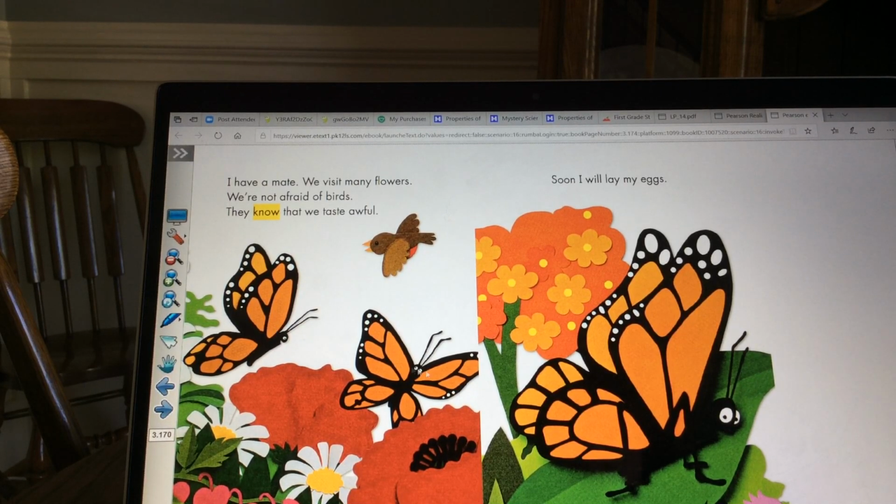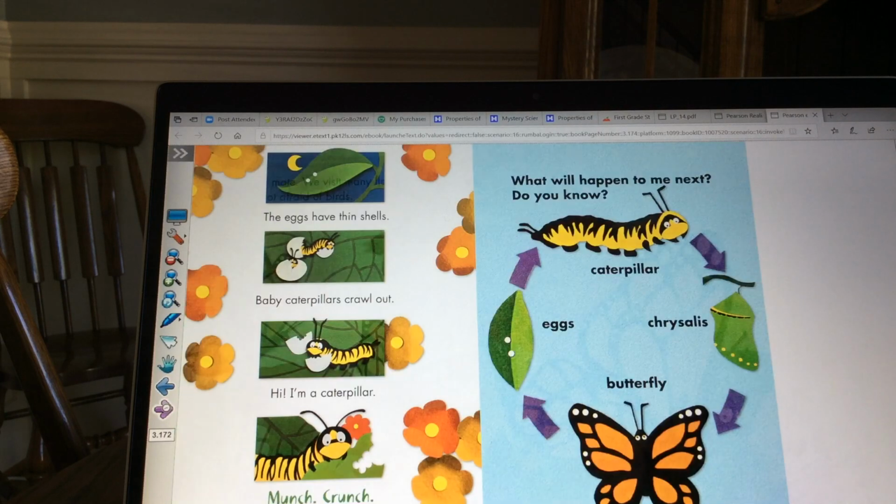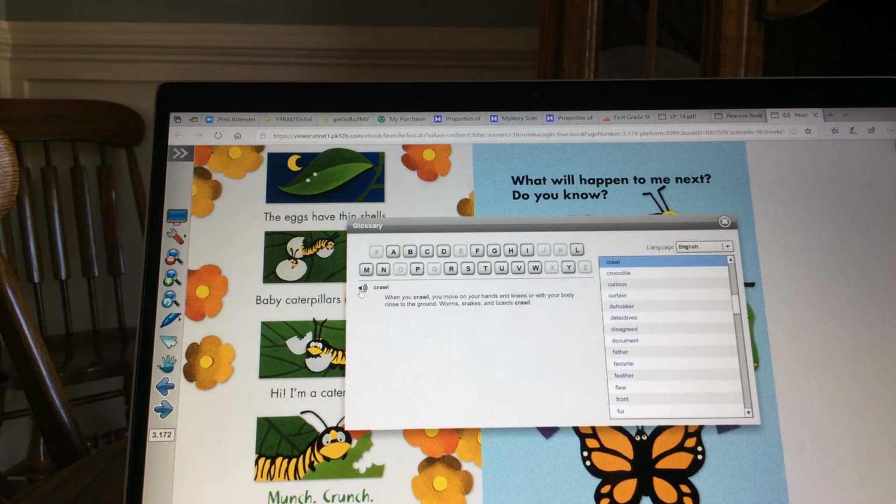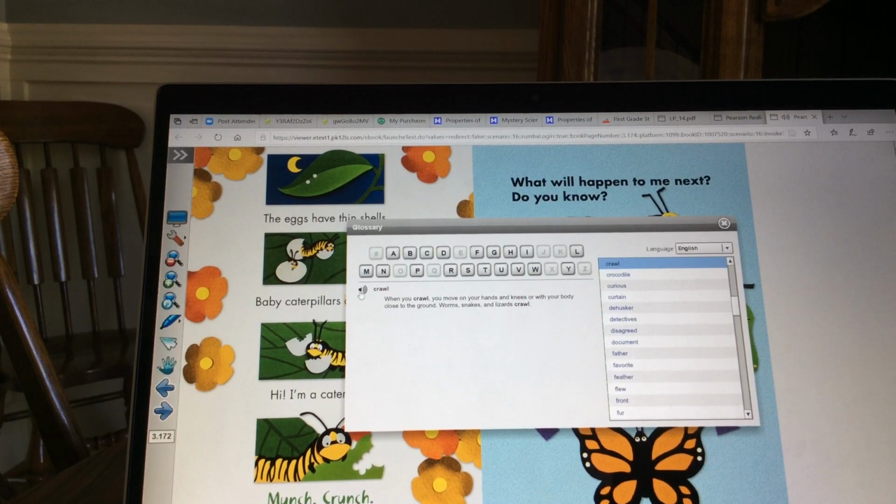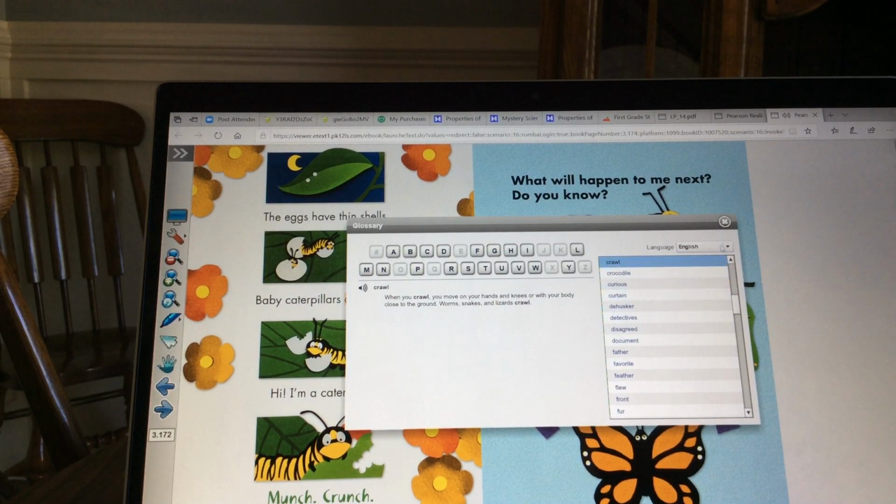We're going to go to the next page. The eggs have thin shells. Baby caterpillars crawl out. There is another one of those important words, and I can click on it. It tells me what it means. Crawl. When you crawl, you move on your hands and knees or with your body close to the ground. Cool. Worms, snakes, and lizards crawl.